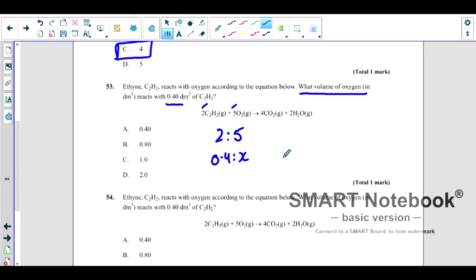We want to find it, so we put an x and cross multiply. 2x is 5 into 0.4. So the x will be this one divided by 2. So what should be the answer here? The answer is 1.